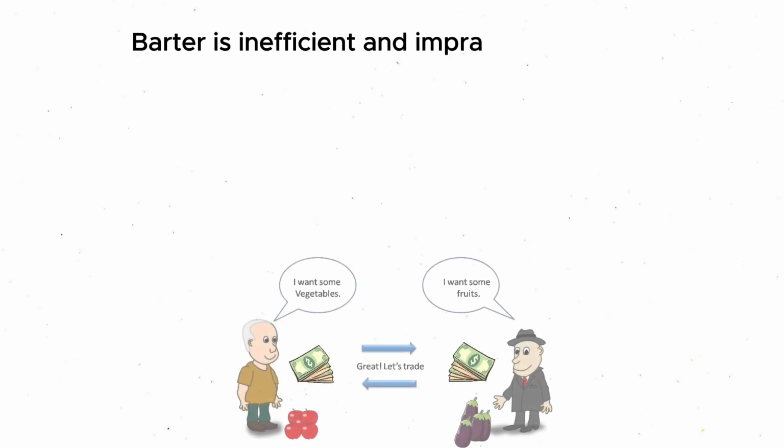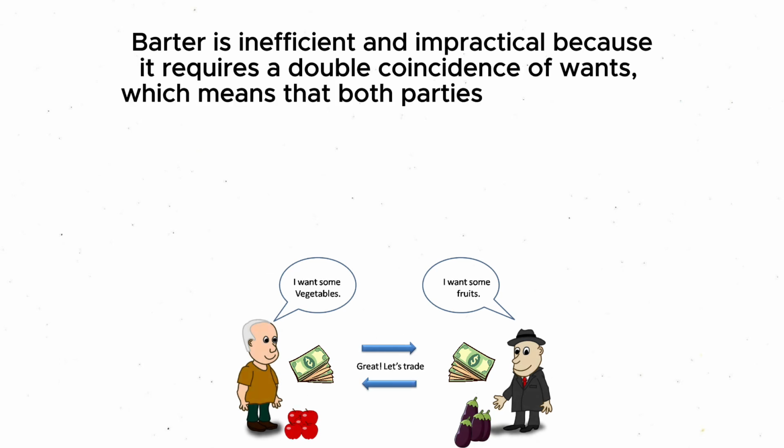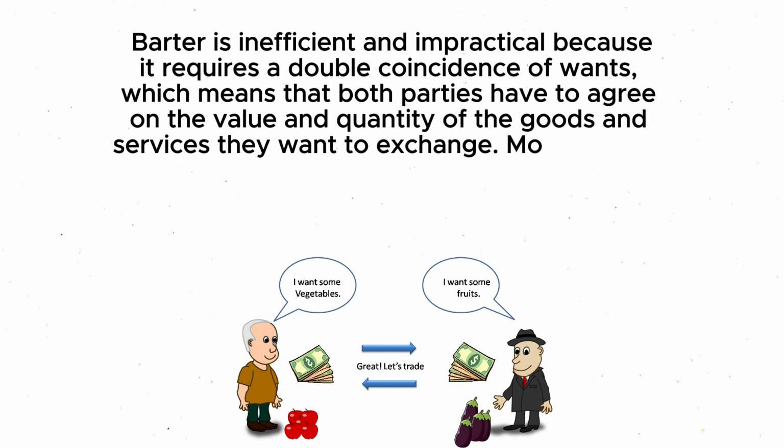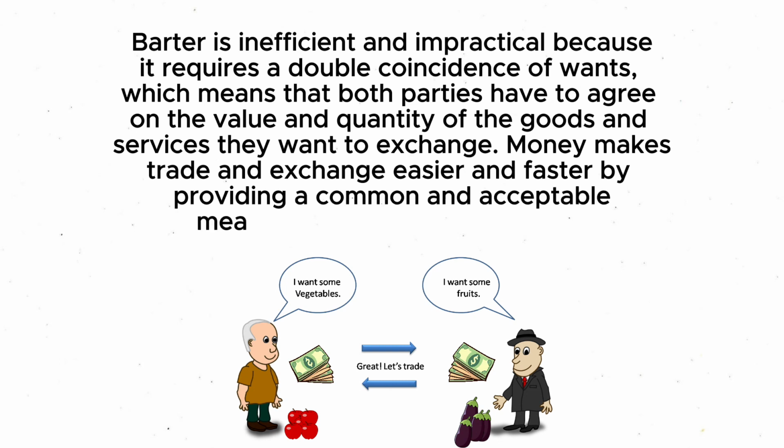Barter is inefficient and impractical because it requires a double coincidence of wants, which means that both parties have to agree on the value and quantity of the goods and services they want to exchange. Money makes trade and exchange easier and faster by providing a common and acceptable means of payment for everyone.